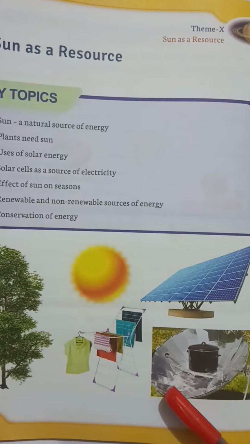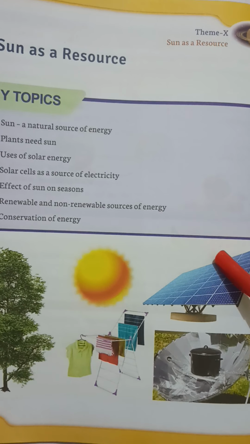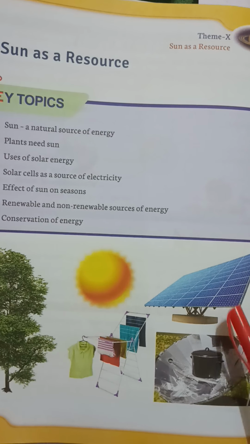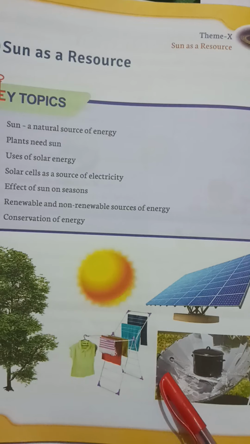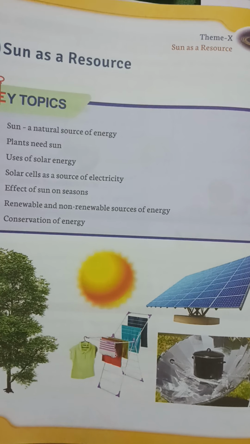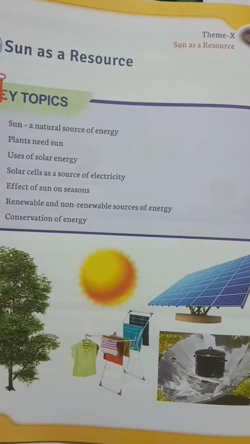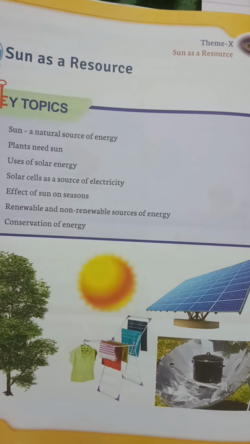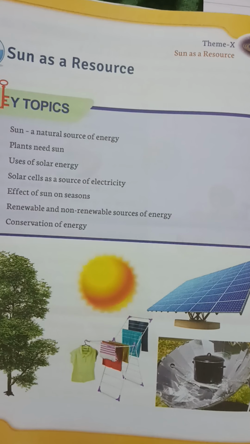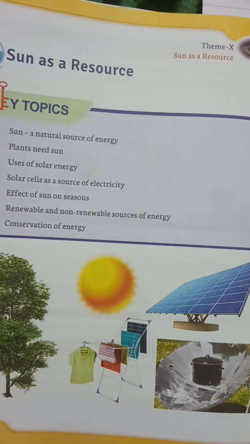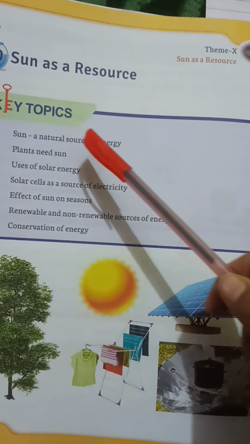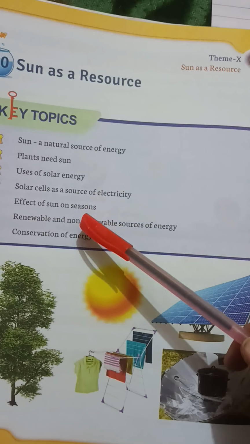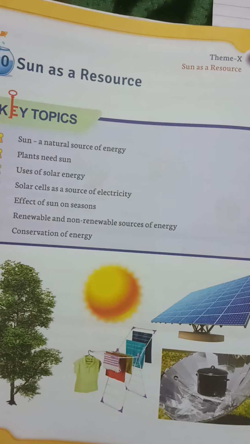So we can summarize here that all the substances, all living and non-living things, are using sunlight as a resource. So what are the benefits, and why is the sun called a resource? Today we will study the sun, a natural source of energy. Plants need sun. All these topics we will cover one by one today.